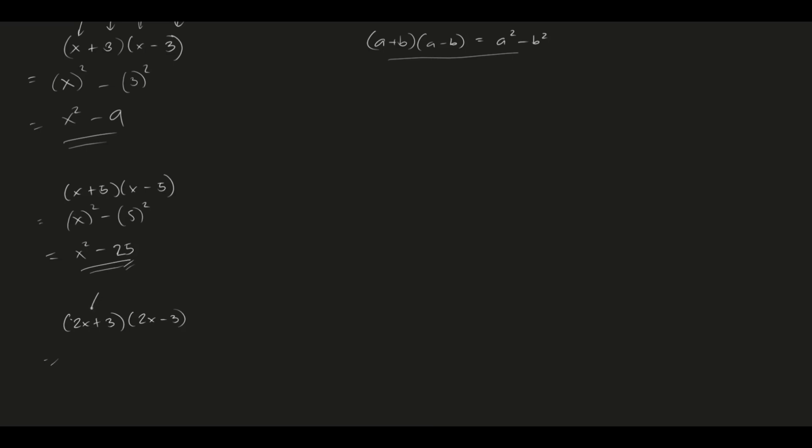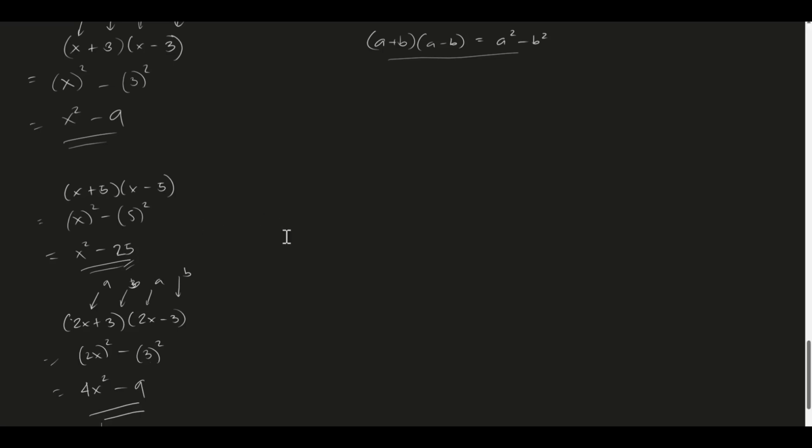Also for the last example, we have here 2x plus 3 times the quantity of 2x minus 3. Our a here is 2x, our b here is 3. So we apply the formula. So we have a squared, in which our a is 2x. So 2x squared minus b squared, our b here is 3. So we have 3 squared. So 2 squared is 4, then x squared. So we have 4x squared minus 9, 3 squared is 9. So we have 4x squared minus 9 as our final answer.